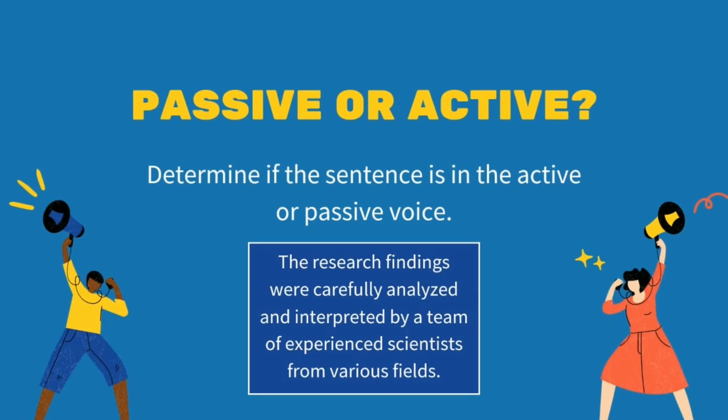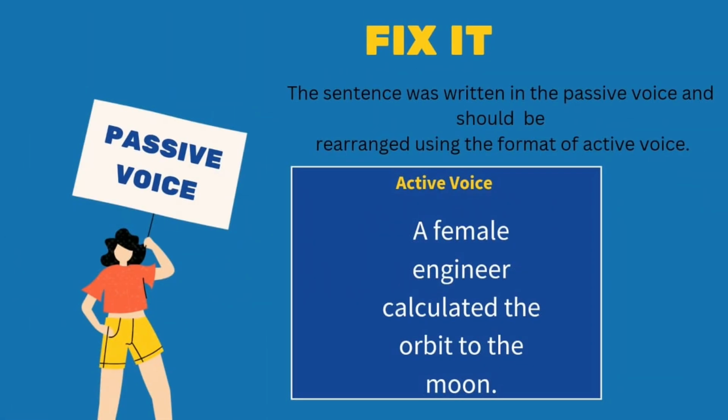Okay, so another sentence is: the orbit to the moon was calculated by a female engineer. How do you assess this statement? The statement here is in the passive voice also. So we have to change it to the active voice. It becomes: a female engineer calculated the orbit to the moon.